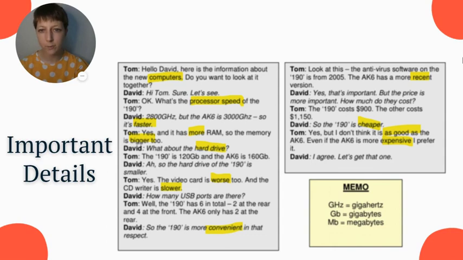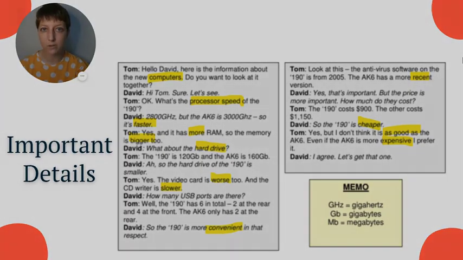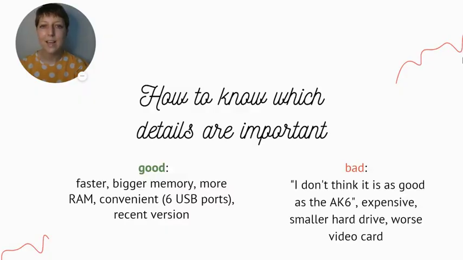Computers, processor speed, faster, more, bigger, hard drive, worse, slower, convenient, recent, cheaper, as good as, and expensive. What do you notice about these words? So these words are the nouns and the adjectives in the sentences. Okay? So in conversations like this, we need to pay attention to what is being described and how it's being described. How to know which details are important.